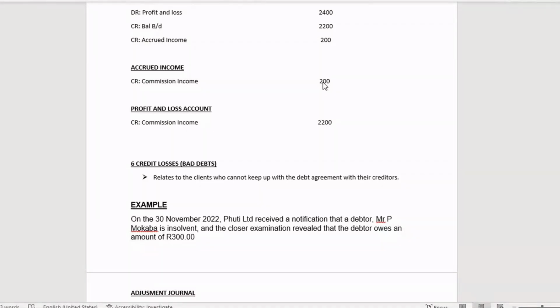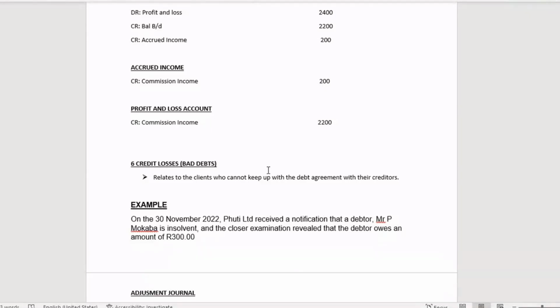So under the statement of financial position, you're going to have what's called the debtor, because we haven't received that money, that means it's raising the debtor. So under your statement of financial position in the current assets, you're going to have trade and other receivables, and then you put that amount of 200 Rand.